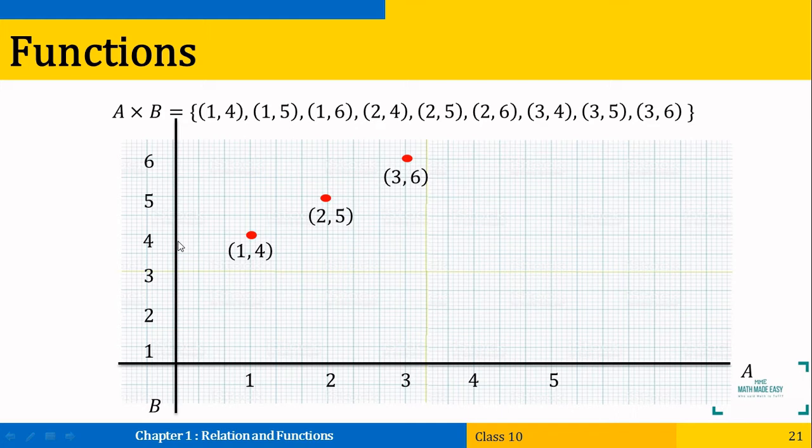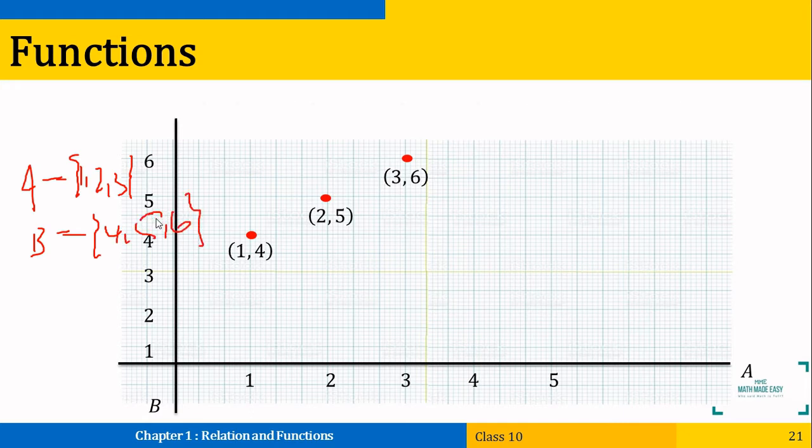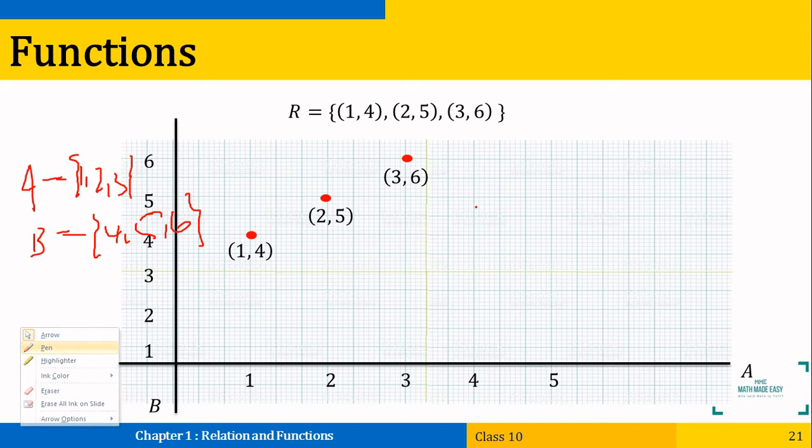Cross product is nothing but a binary operation between two sets. In the examples we took A to be {1, 2, 3} and B to be {4, 5, 6}, and we constructed the cross product. From that we saw a relation R, which is a subset of the cross product, where the ordered pair (a, b) were related by b equals a plus 3. That's the link which connects the cross product to the relation.